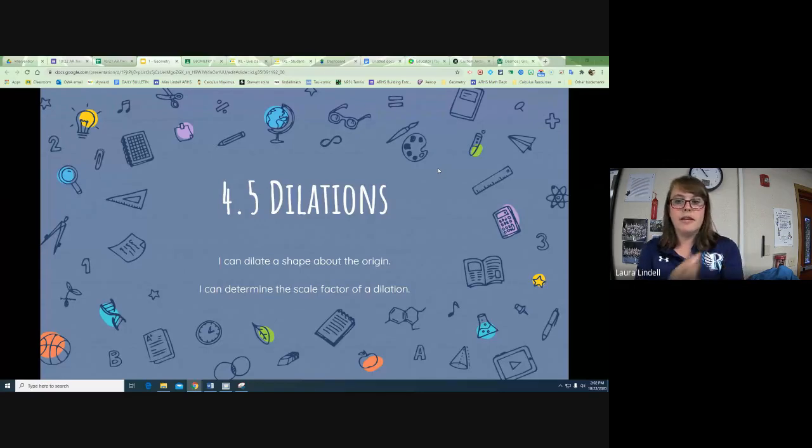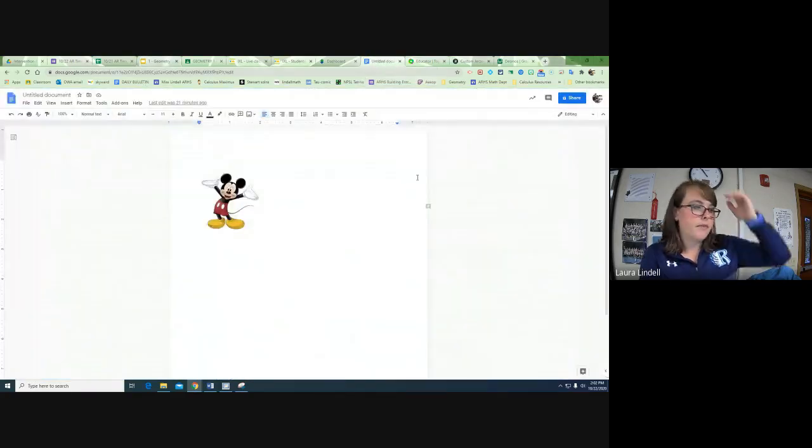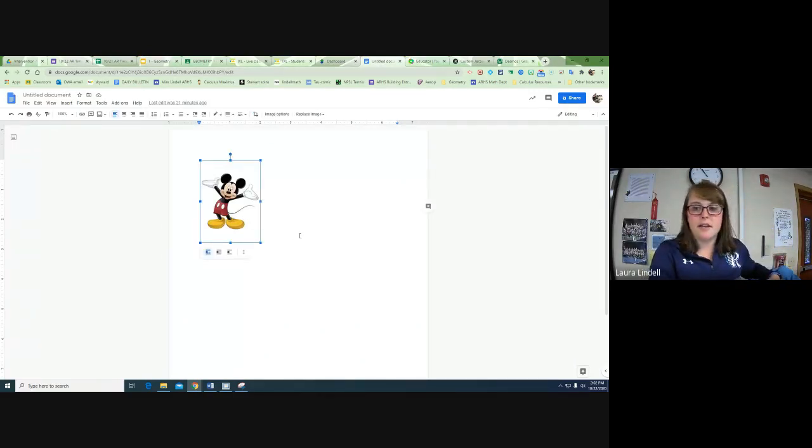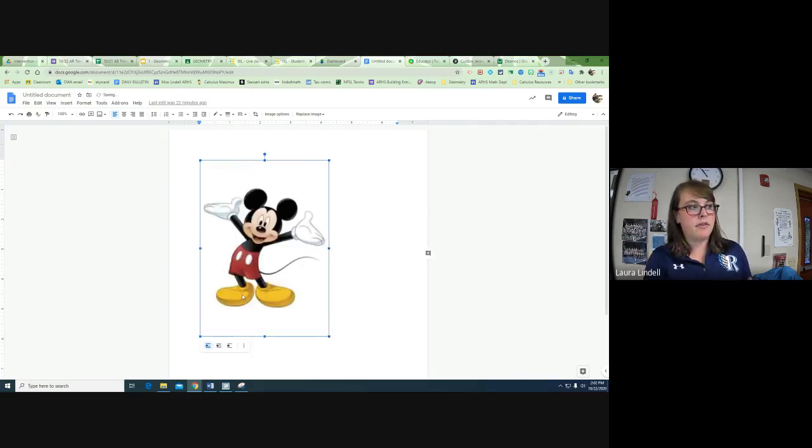So before we get really into dilations off of a graph, we want to talk about the sort of transformation that a dilation is. We're going to use Mickey Mouse as an example. Have you guys ever done a project where you needed a picture for something and you just dragged the side and it ended up looking kind of funny, a kind of bad dilation? And then you realize, oh, if I drag the corner, it keeps everything proportionate.